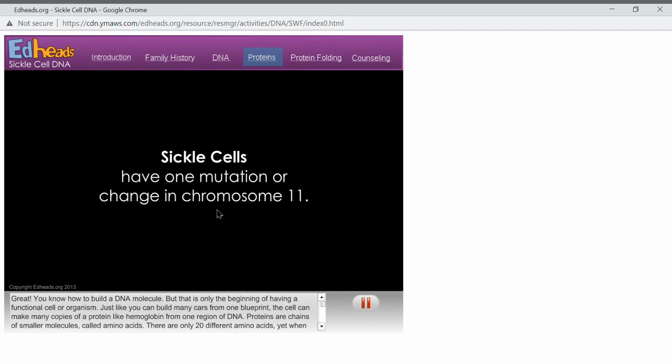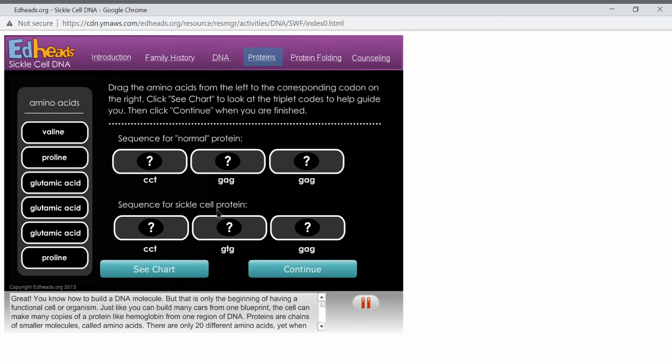In sickle cell, there is one mutation or change in the DNA on chromosome 11. So assemble a segment of the normal protein, and then assemble a segment of the amino acids in the sickle cell protein.